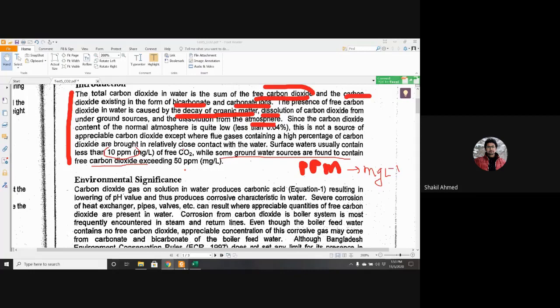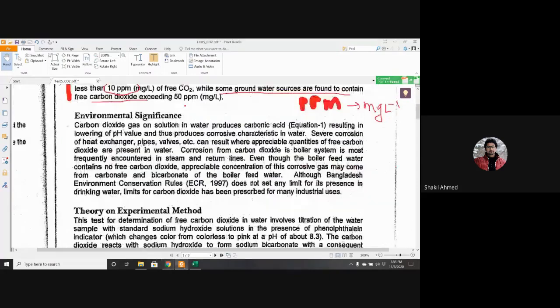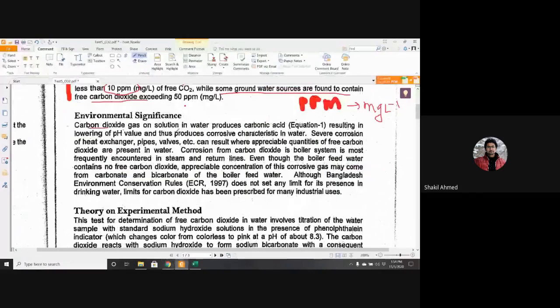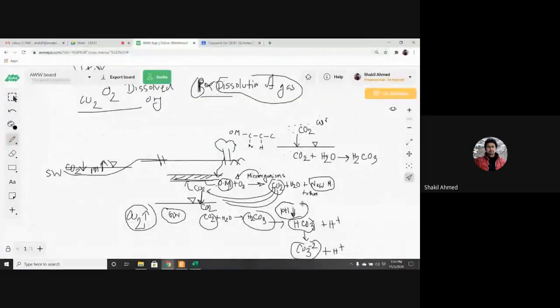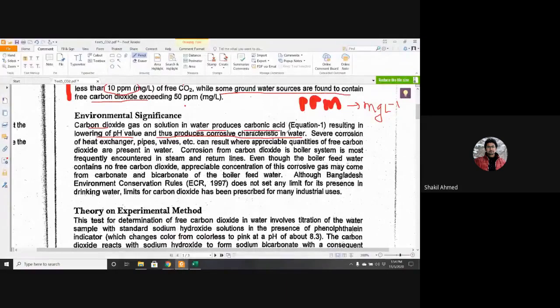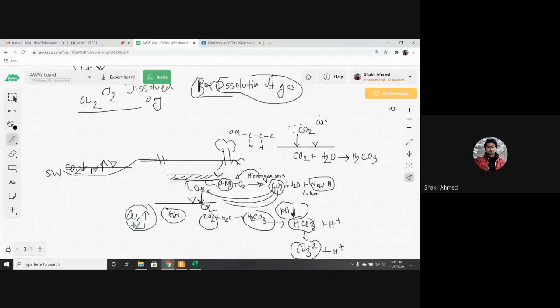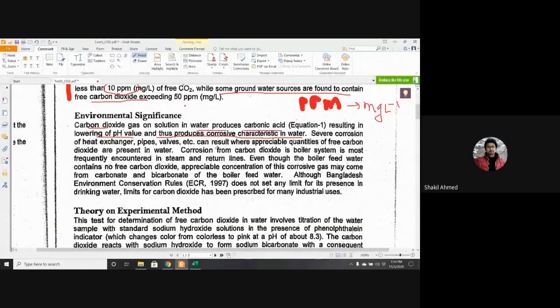Environmental significance. Carbon dioxide gas in solution in water produces carbonic acid, resulting in lowering of pH value, and thus produces corrosive characteristics. If pH is low, the acidic nature may cause corrosion in the pipe which is carrying the water. Severe corrosion of heat exchanger pipes and valves can result where appreciable, that means good quantities of, free carbon dioxide are present in water.